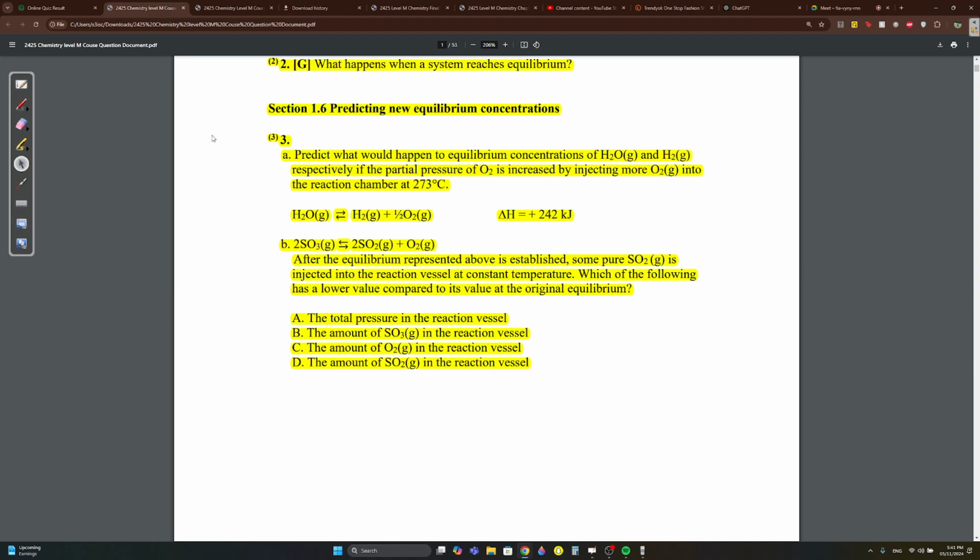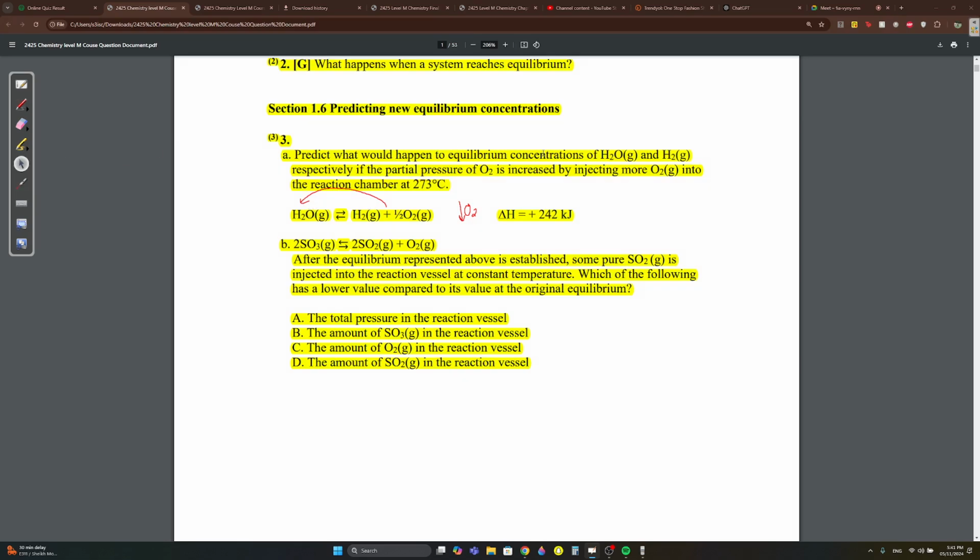Predict what would happen to the equilibrium concentrations of water and H2 if the partial pressure of O2 is increased by injecting more O2 into the reaction chamber at 273 degrees Celsius. You're increasing the concentration of O2. What's going to happen? The system wants to decrease O2, so it's going to go to the left, right? The system will oppose the increase by decreasing O2, so it goes to the left side.